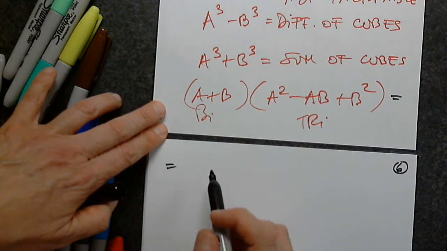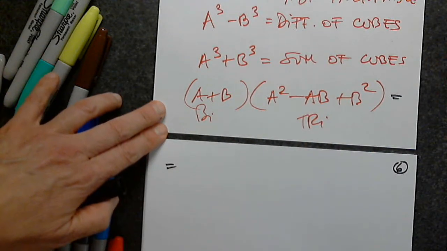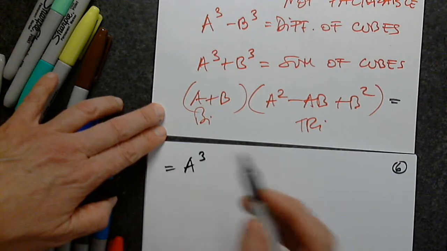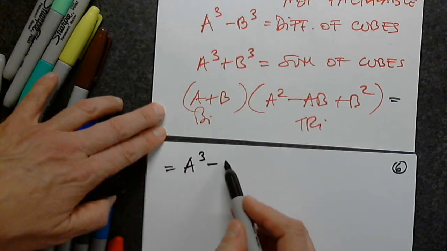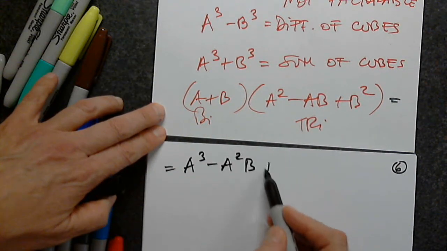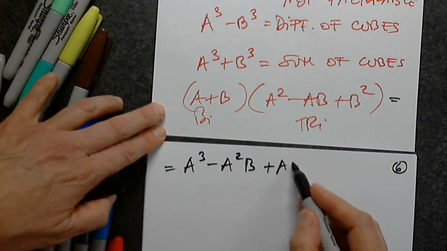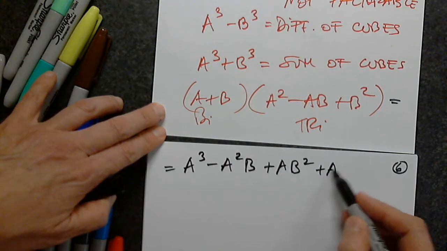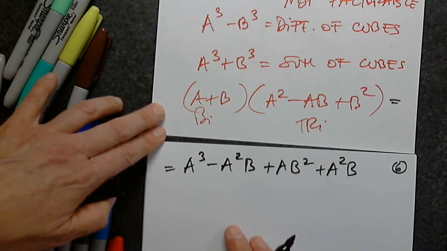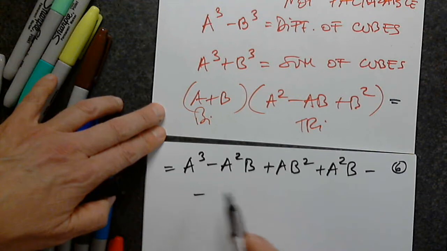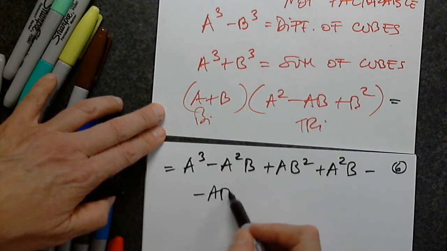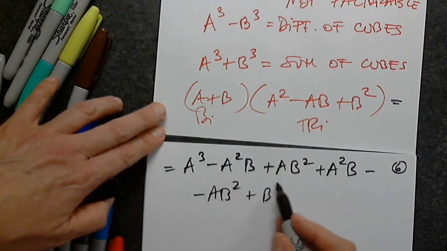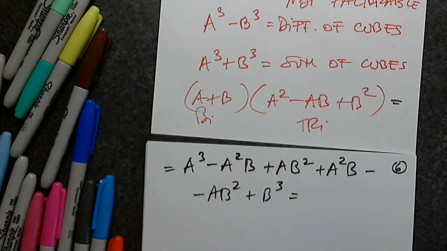We're distributing it out. There is nothing else I can do. So a cubed minus a squared b plus a b squared. Excellent so far. And then a squared b. Plus a b squared, plus b cubed. Now let's take a look.